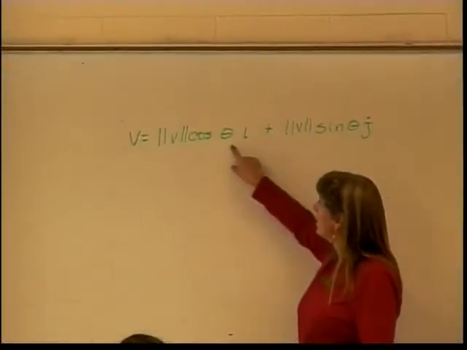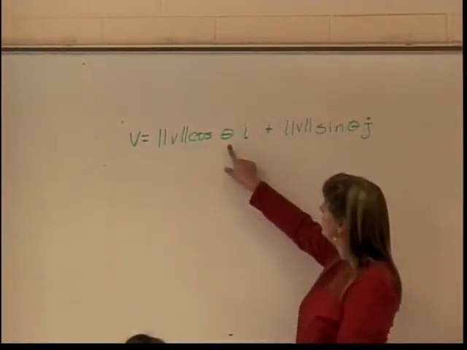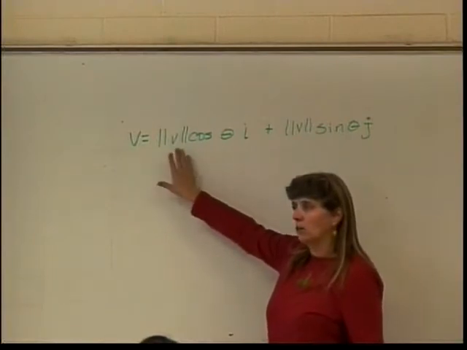Finding theta. In our case, we decided that the number in front of the i is equal to the magnitude of the vector times the cosine of theta.